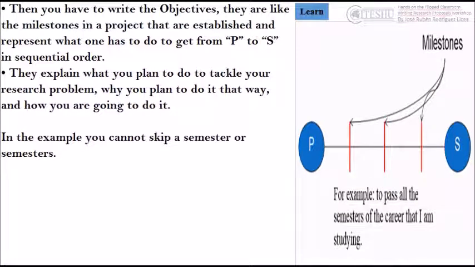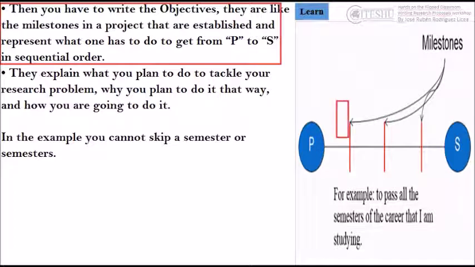Then you have to write the objectives. They are like the milestones in a project that are established and represent what one has to do to get from P to S in sequential order. They explain what you plan to do to tackle your research problem, why you plan to do it that way, and how you are going to do it. In the example, you cannot skip a semester or semesters.